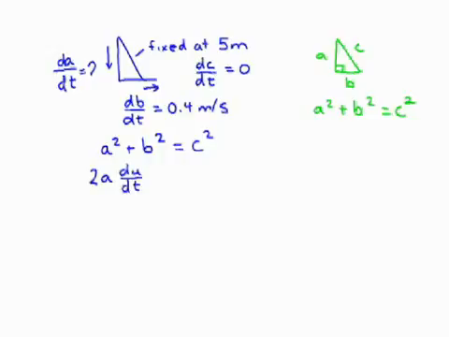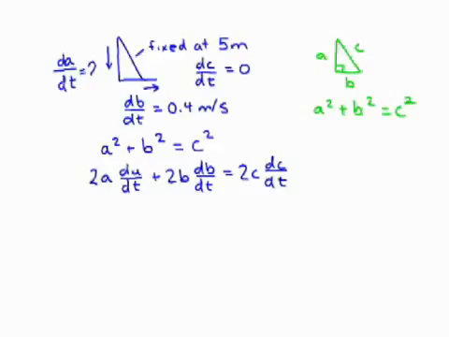If I was taking the derivative of b squared with respect to b, its derivative would simply be 2b. But again, I'm taking the derivative with respect to time, so using implicit differentiation it would be 2b dB/dt. And when I take the derivative of c squared with respect to t, I end up with 2c times dc/dt.